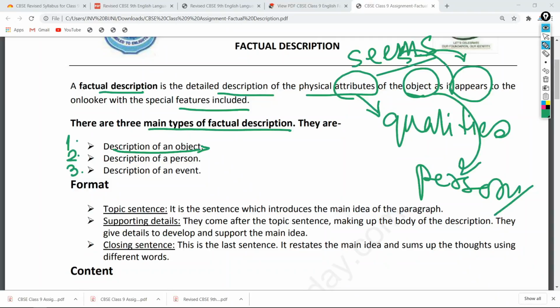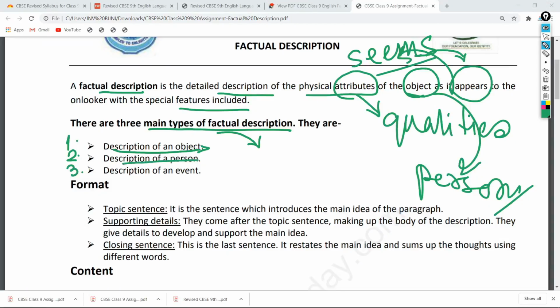Supposing you are going to a particular historical place of interest. After going there, your initial feelings and initial impression, all these things when you are writing, that will be the description of the object.